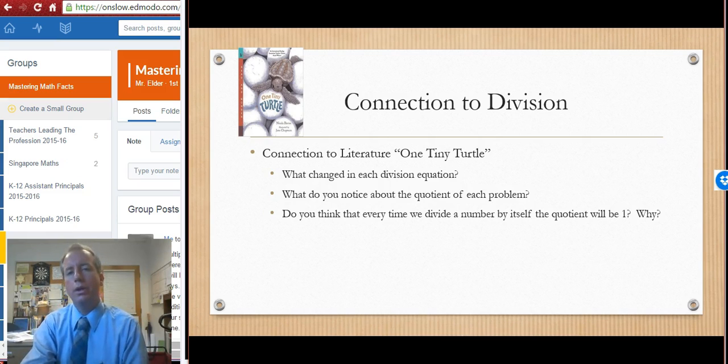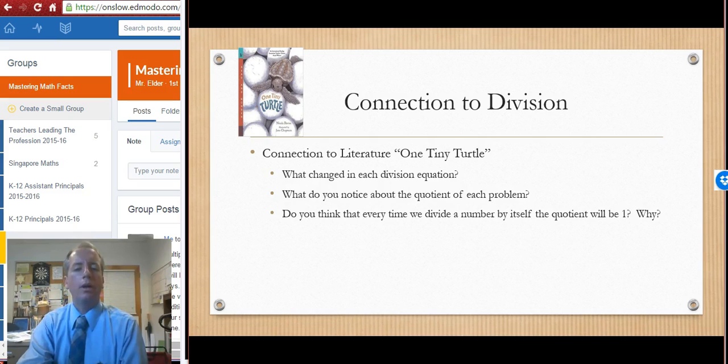Where do the larger values fall, like in that case 7 divided by 7, where do those 7s fall? What do you notice about the quotient in each problem? And do you think that every time we divide a number by itself we would get 1? Depending on the level of kids you're looking at, what happens when we have a half divided by a half? That really gets into another concept, where I've got to picture that. How many halves are in a half?